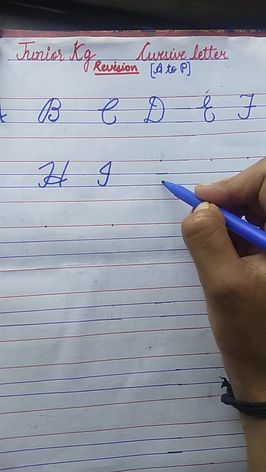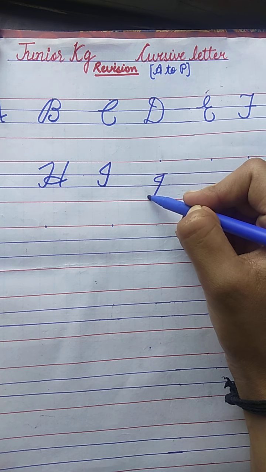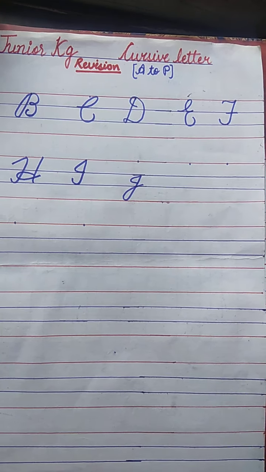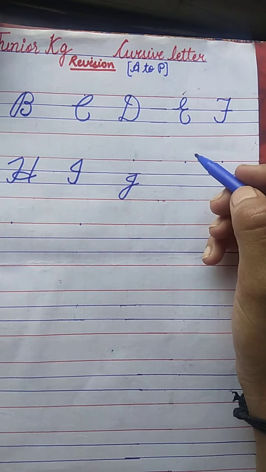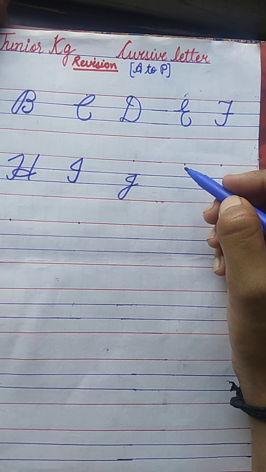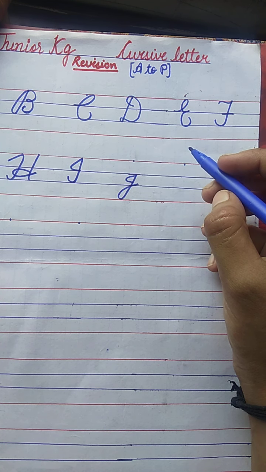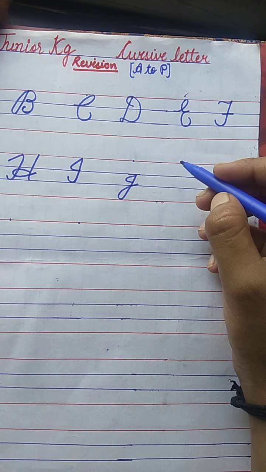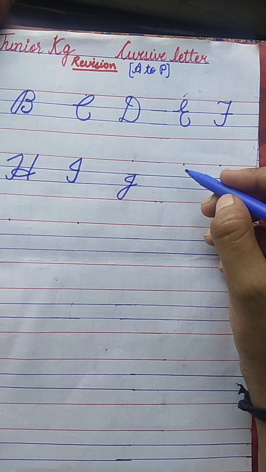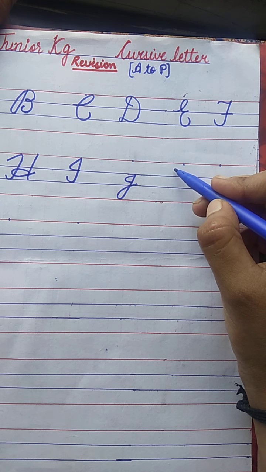J for joker. A curved line, again a slanting line, and again a curved line. This is letter J. J for joker. What is the spelling of joker? J O K E R. Joker. Now J for joker के बाद next letter क्या आता है children? What is the next letter? Tell me. K. K for kite.